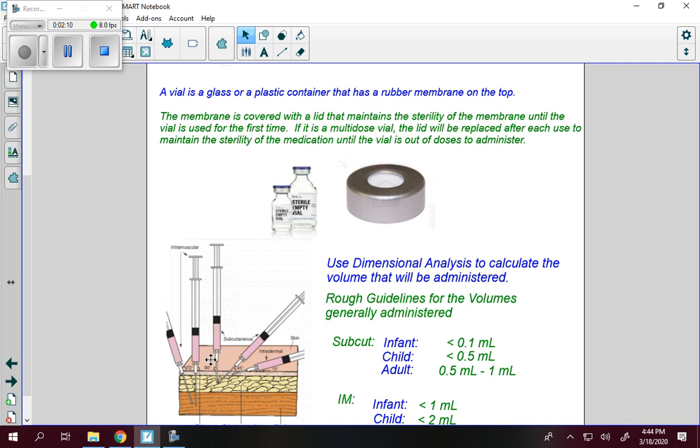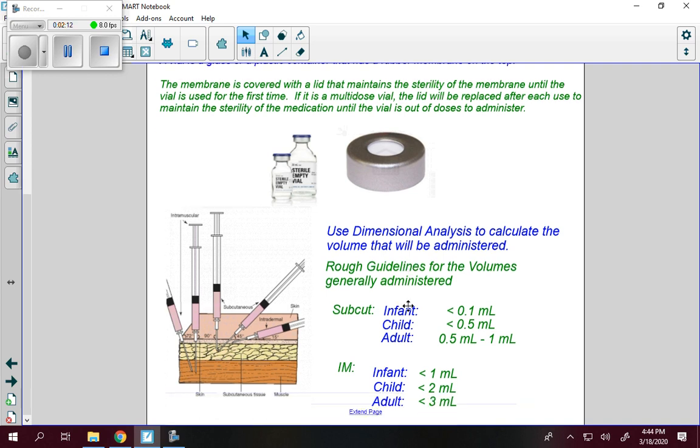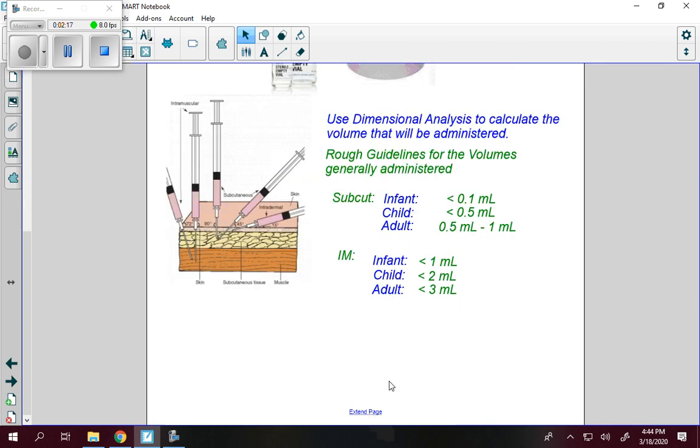So we're going to use dimensional analysis to calculate the volume that should be administered. The rough guidelines for the volumes are for subcut, an infant is under 0.1, a child under 0.5, an adult is 0.5 to 1 milliliter. So no matter what, subcut, as a rough guideline, will be under 1 milliliter. So you use that syringe.